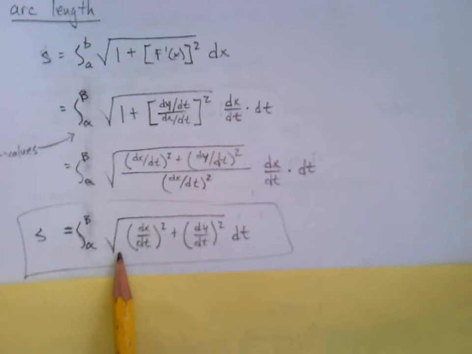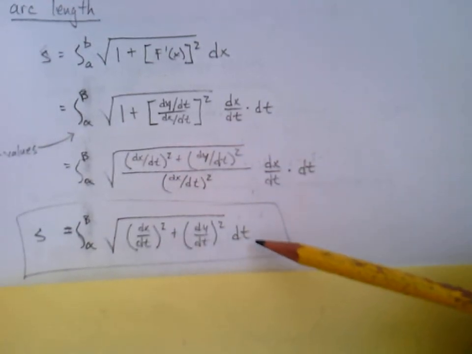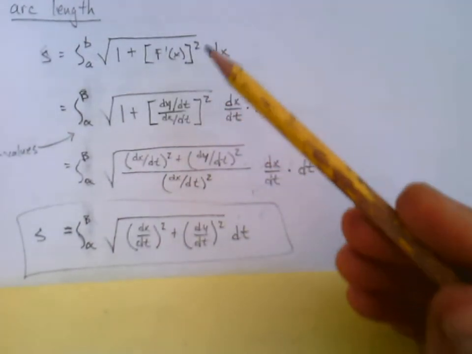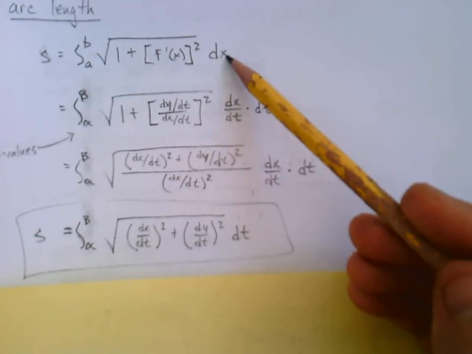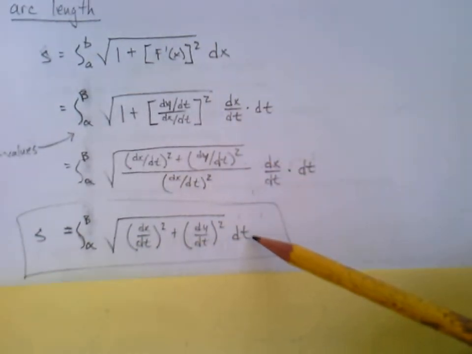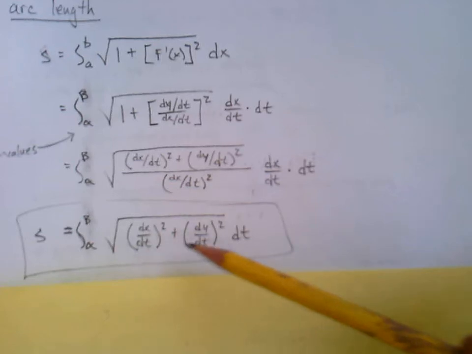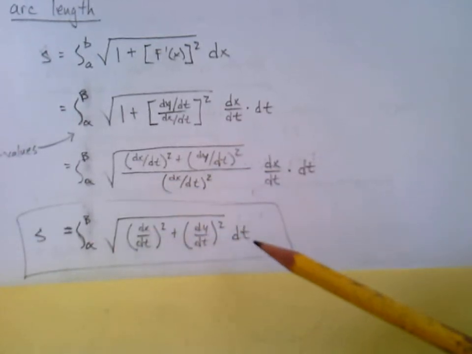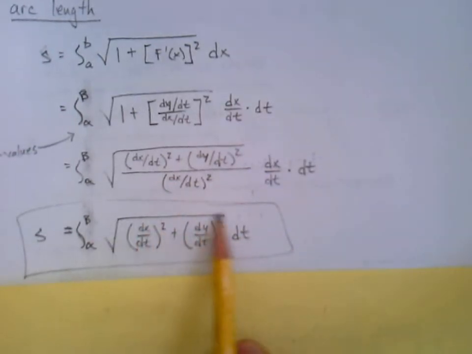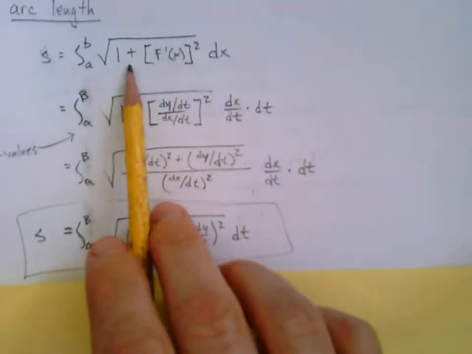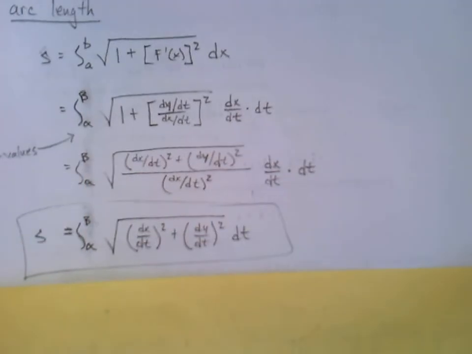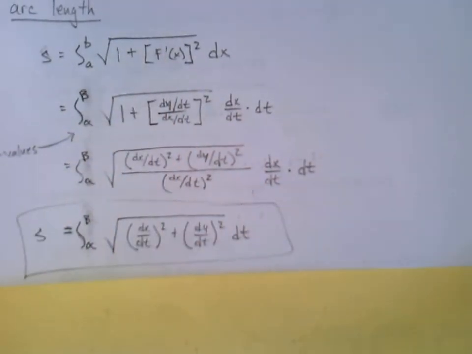Integral from alpha to beta, square root. All that's left here is the numerator, dx over dt squared plus dy over dt squared, dt. Some might argue this is a better form for arc length than this was. Simpler. Derivative of x squared plus derivative of y squared, all square rooted. Almost gives a feel for a Pythagorean theorem there. I guess that has its roots in the Pythagorean theorem as well.